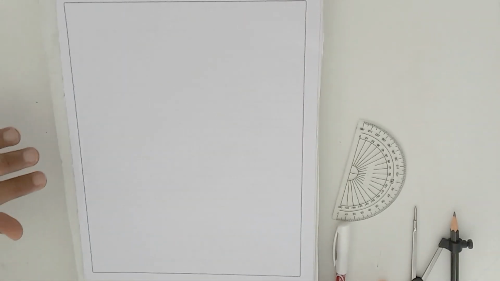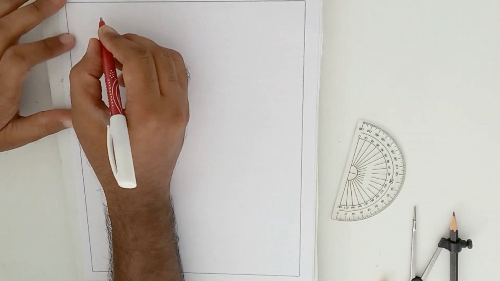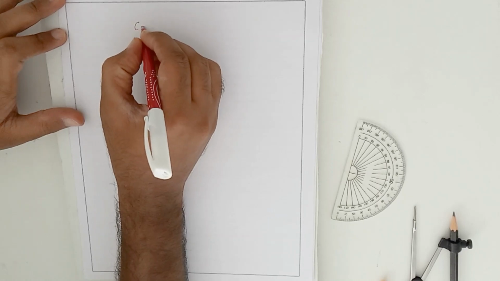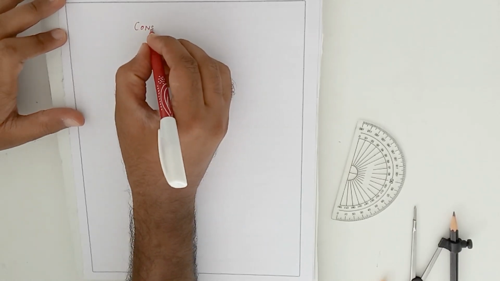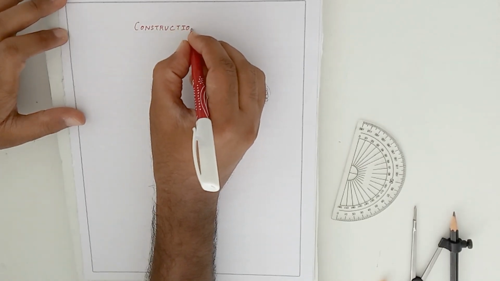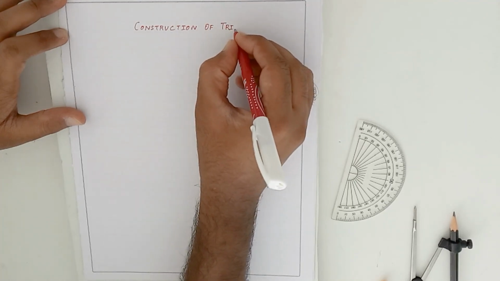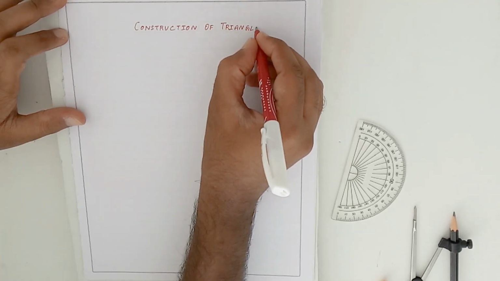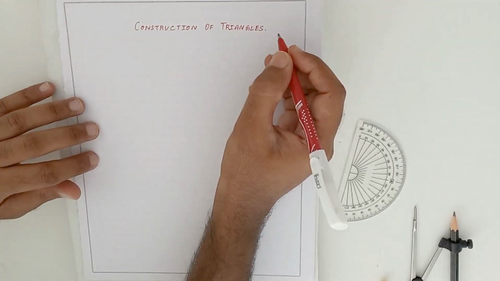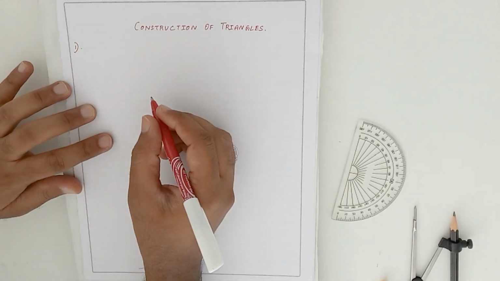Now we learn constructing triangles. Now we learn how to construct a triangle. Let us say the question is construct a triangle. Okay, I'll write the heading: construction of triangles. I'll just write one question. This is my own question.